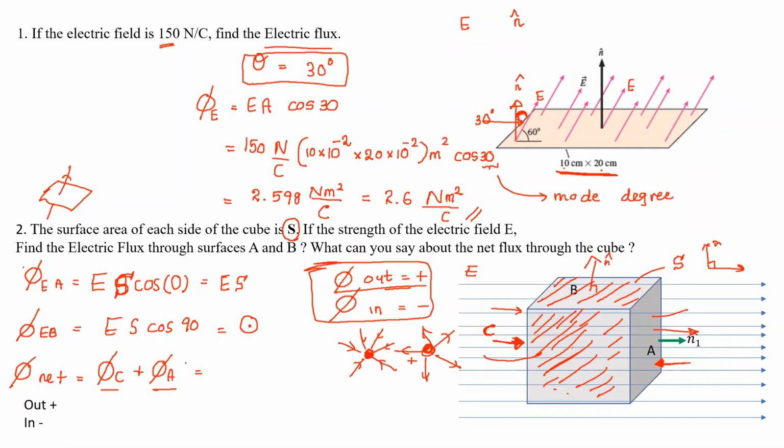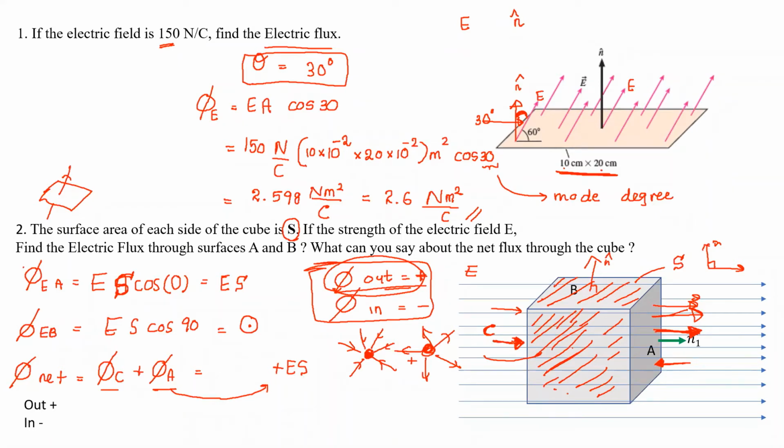Flux A. Let's look at A. Here the field lines are coming out of this surface, right? If we consider surface A, field lines are coming out, so it is a positive flux from A. We know the value, it is E times S. The flux through surface A is E times S. Since the field lines are coming out, it is a positive one, so it is plus ES.